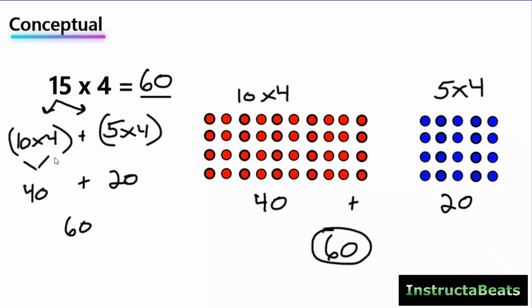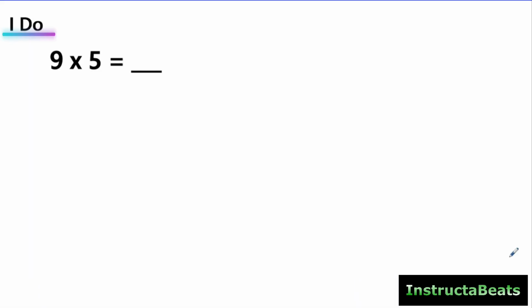All right, so let's take a look at another I do problem so you can see how I do it a little bit quicker. All right, so for my I do problem, I have a basic fact. It's 9 times 5, and I know a lot of you probably already know that, but if you don't, then let me show you how we can solve it with the distributive property. And if you do, this will be a good example because you already know that 9 groups of 5 gives us 45. So you know the total of whatever array I'm about to show you will be 45.